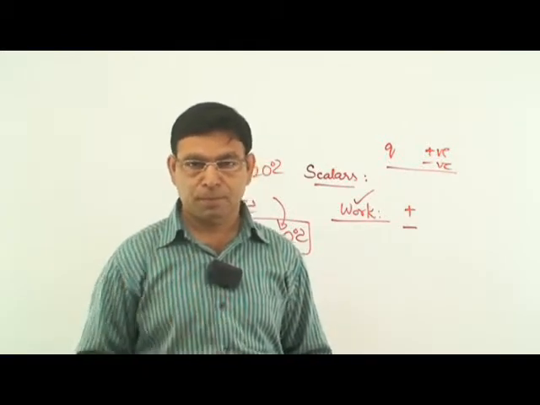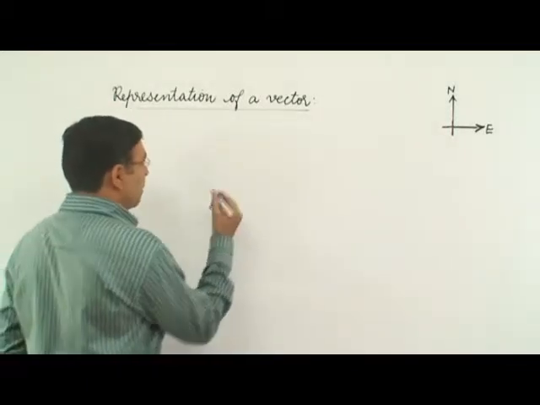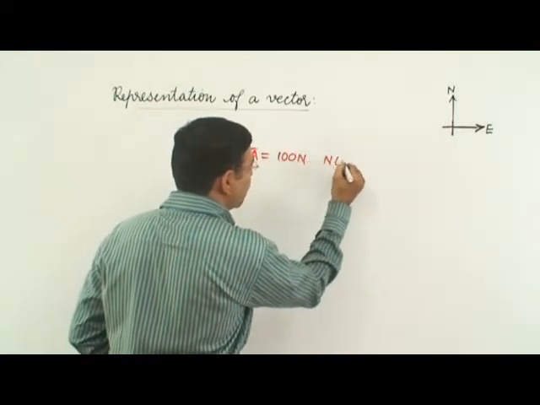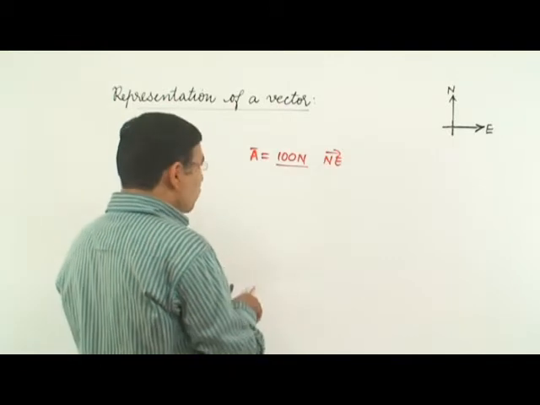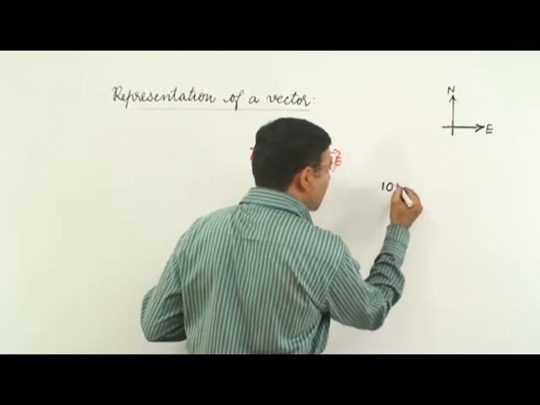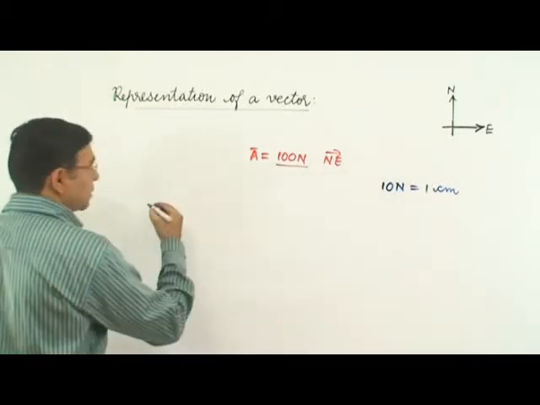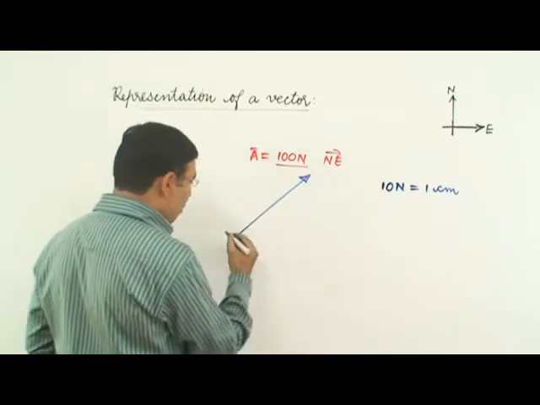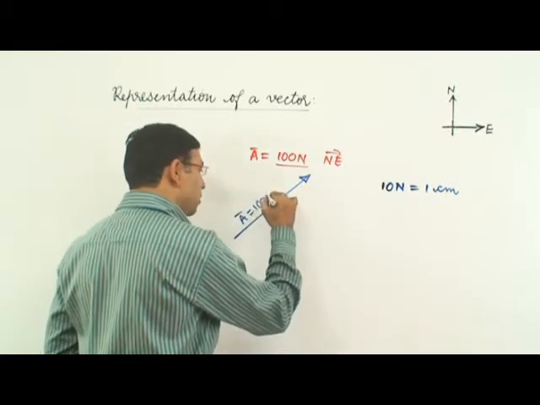Is it clear? Next, representation of a vector. How a vector is represented. For example, vector A is a 100 Newton force towards northeast. This is magnitude, number and unit, and this is direction. Okay, so what we do is we take some convenient scale, say 10 Newton equal to 1 centimeter. Now this vector is represented by a straight line segment. Length of the line drawn to some scale will give you magnitude. This is a vector A, which is 100 Newton northeast.